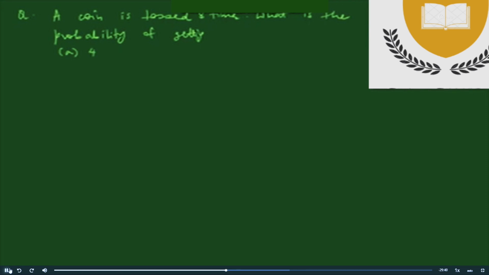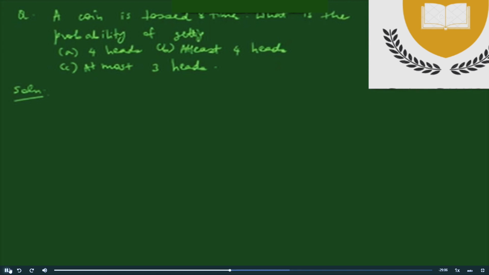Exam questions, practice questions. Note down the questions. A coin is tossed 8 times. What is the probability of getting four heads? Second, at least 4 heads. Third, at most 3 heads. So, probability of getting 4 heads, then at least 4 heads, and the third is at most 3 heads. Okay, so let us take the solution.